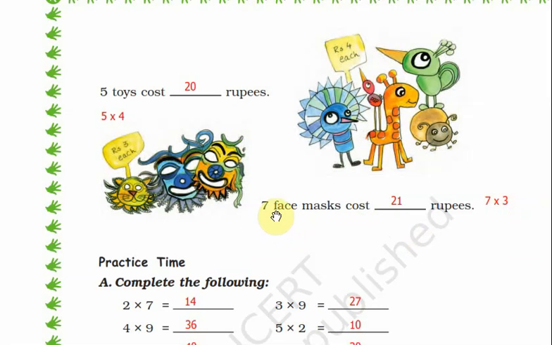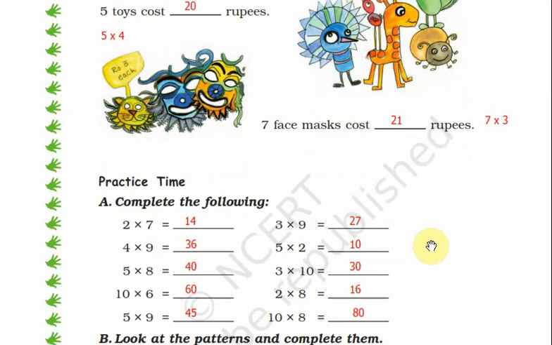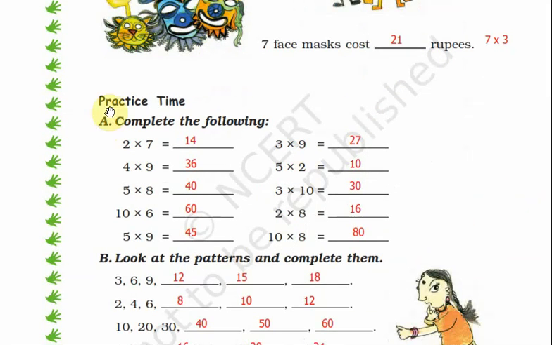7 times 3, 7 into 3. 7 times the cost of a face mask, which is 3. So 7 times 3 is 21 rupees. So 7 3s are 21. Okay, now next is practice time.